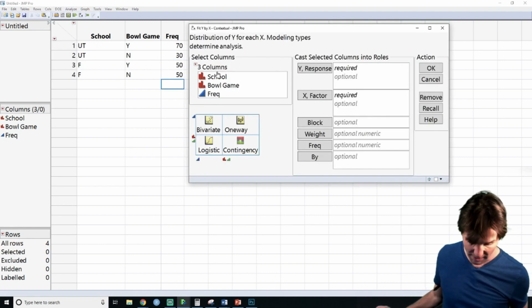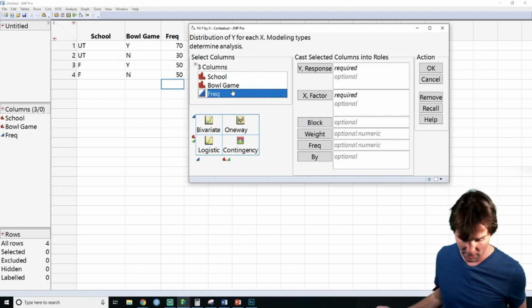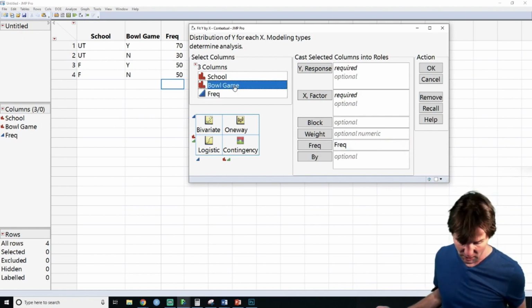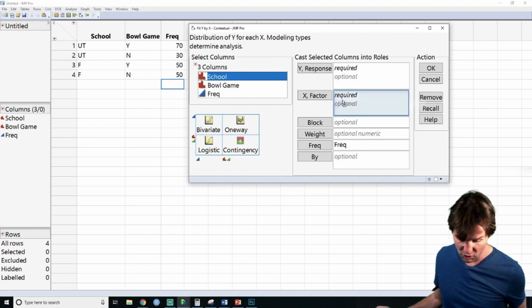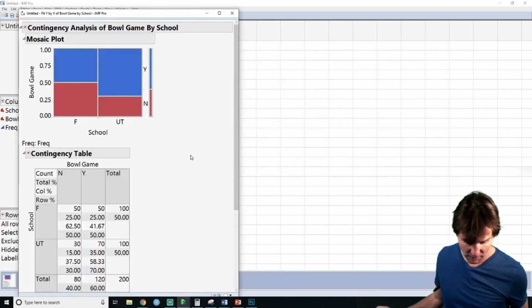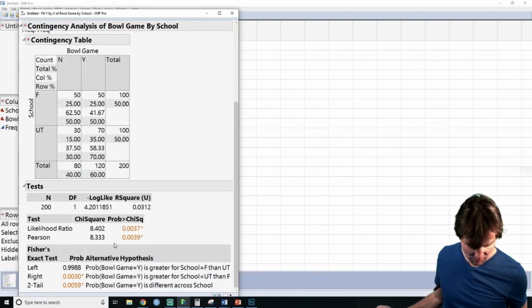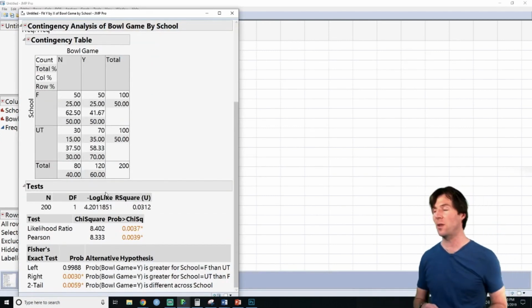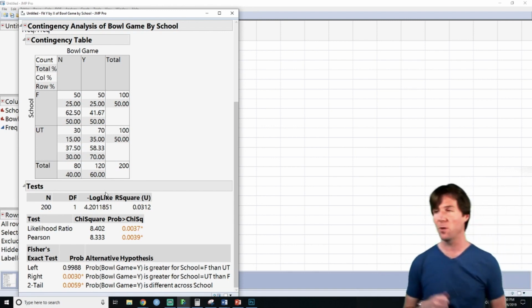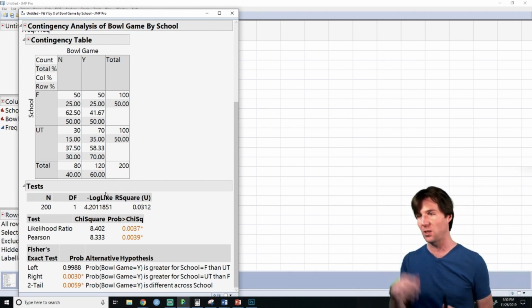Let's do the fit y by x. This is recorded, so you can slow it down later if you like. Let's put this into the frequency. That's just the count. We want to see if somebody's school, remember when we said school is the x, explains the bowl game, and let's go here to calculate. And what do we see? Pearson. Pearson's where your p-value is at. Remember that p-value of 0.004? We did that work by hand, and we got that Pearson chi-squared of 8.333.